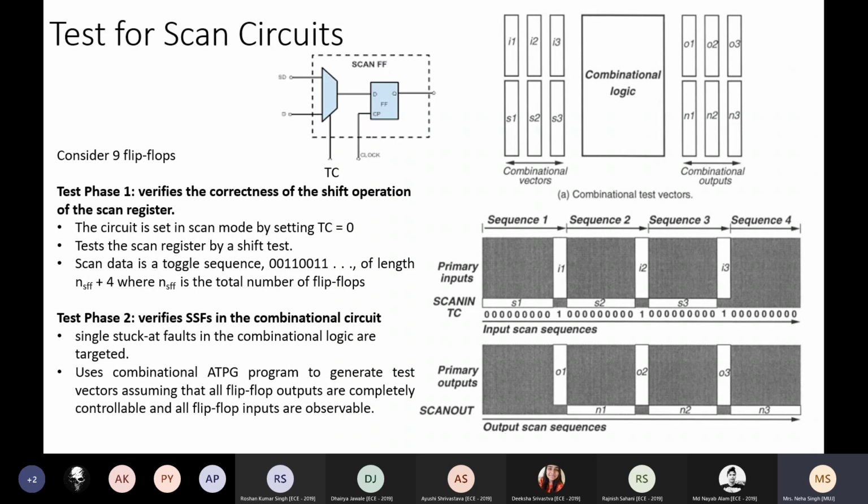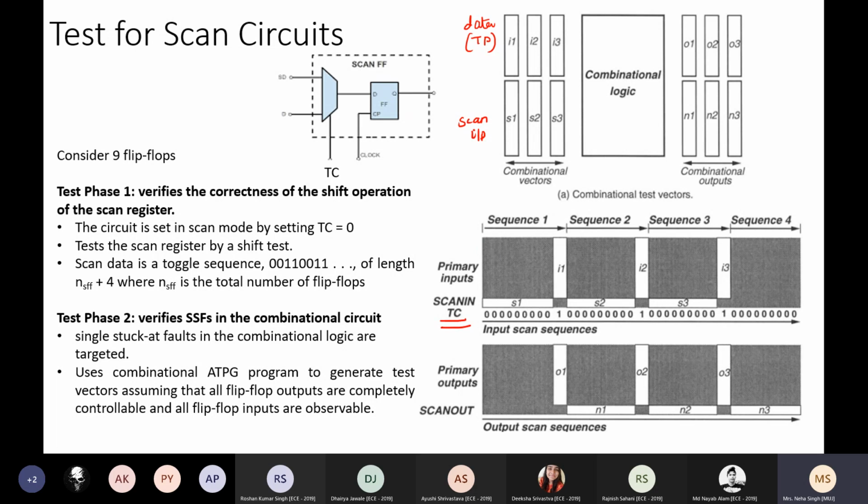Now, how the test is carried out for the scan circuits. This is the scan register which is used within my circuit. I represent the complete circuit with the help of some combinational logic only. And the inputs are divided into 2 parts. This is the normal test pattern which is used for testing. So this is data mode, the input for data mode, and this is the scan input. Which of the 2 inputs should be applied depends upon TC, the control signal.